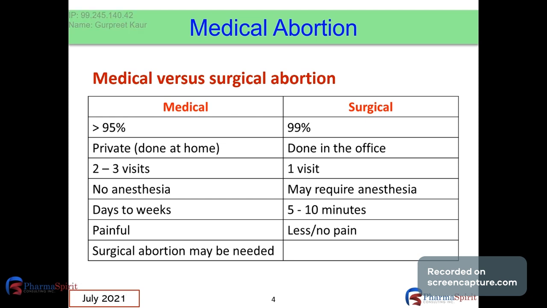Medical abortion requires 2 to 3 visits to the physician, while the surgical abortion can be done in one visit. Medical abortion requires no anesthesia, while the surgical one may require anesthesia. Medical abortion can take days to weeks to be completed. Surgical abortion can be completed in 5 to 10 minutes. Medical abortion is painful. Surgical abortion has less or no pain. And in medical abortion, we may still need to do surgery to complete the abortion. Sometimes it will be an incomplete medical abortion, and we have to perform a surgery to remove the remaining tissue from the uterus.